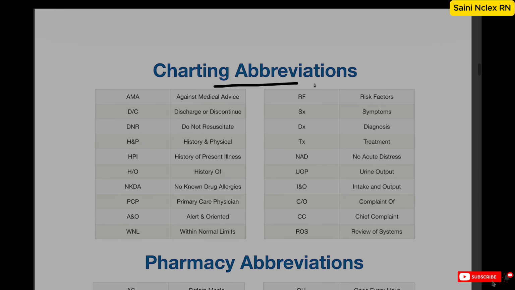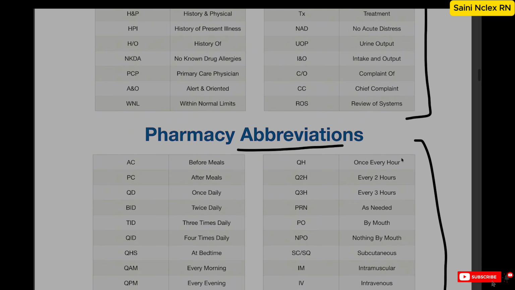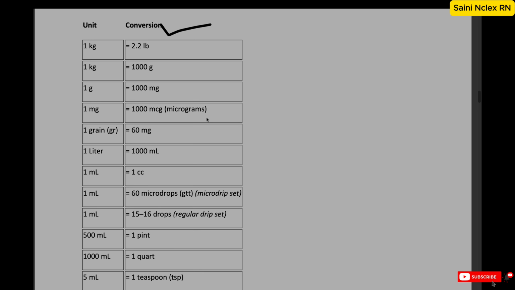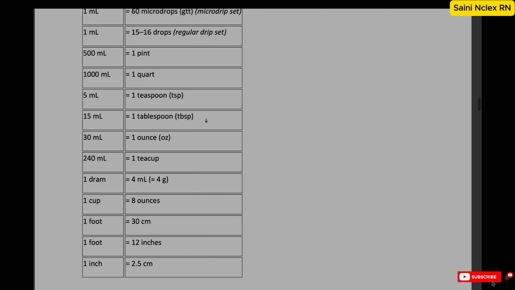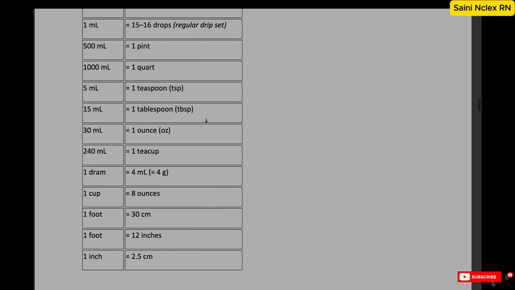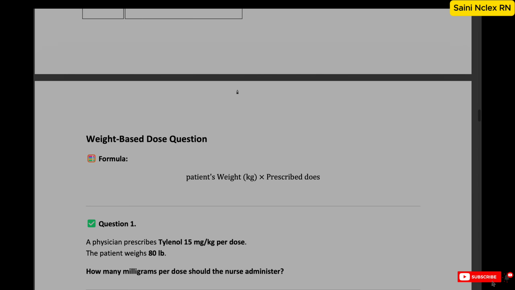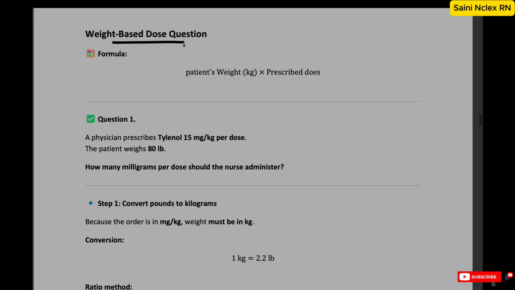First one is charting abbreviations and second one is basic pharma abbreviations. Take a screenshot of both tables. And third one is pharma conversion rates. This is so important while practicing your questions in pharma, even in your real-world practice in hospital or even for your NCLEX-RN exam. So this is the most important thing you must know about unit conversion rates. Take a screenshot of all these tables in your phone to revise them regularly. Once these basics are strong, your drug calculation becomes easy, logical and safe. All right guys, let's move on to some basic formulas and practice a question.